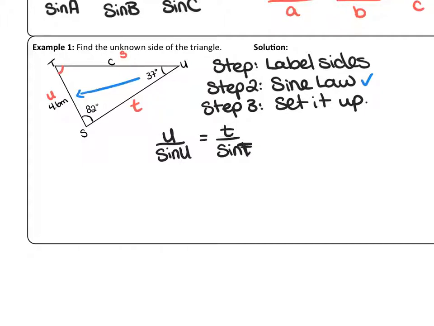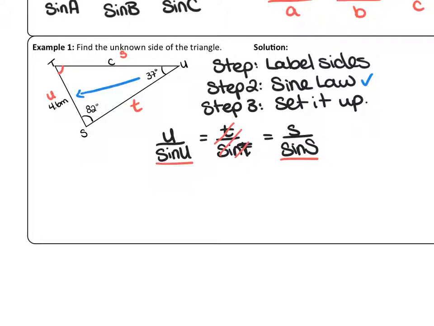Oh, that's a big T. Equals s, little s, over sine, big S. Now, the one that we know everything about is the u's. And the other one that we're trying to find out, we know angle S, but we're trying to find s. So you can just use those two. We don't really need this one, so we can just drop it.